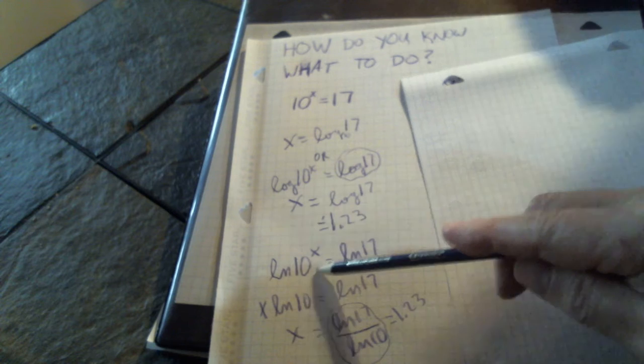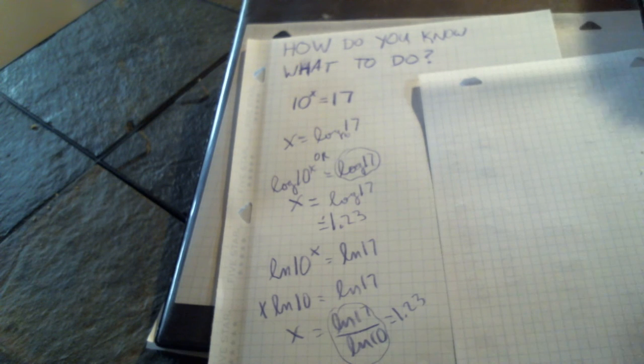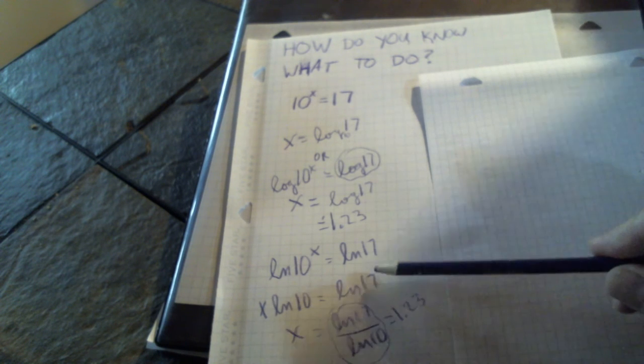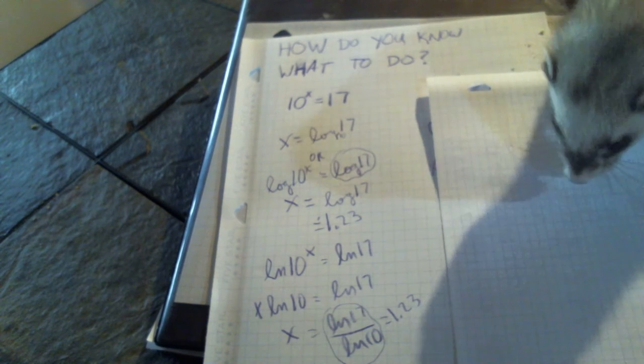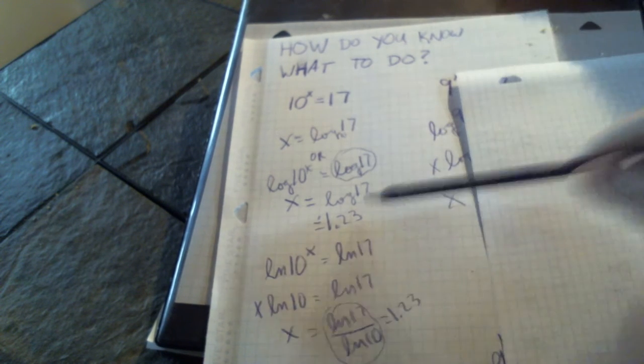You can even use natural log. You don't even have to use log to the base 10, even though the problem's built for it, because you're going to have natural log of 17 divided by natural log of 10. So that comes out to be the same answer. These all come out to be 1.23.